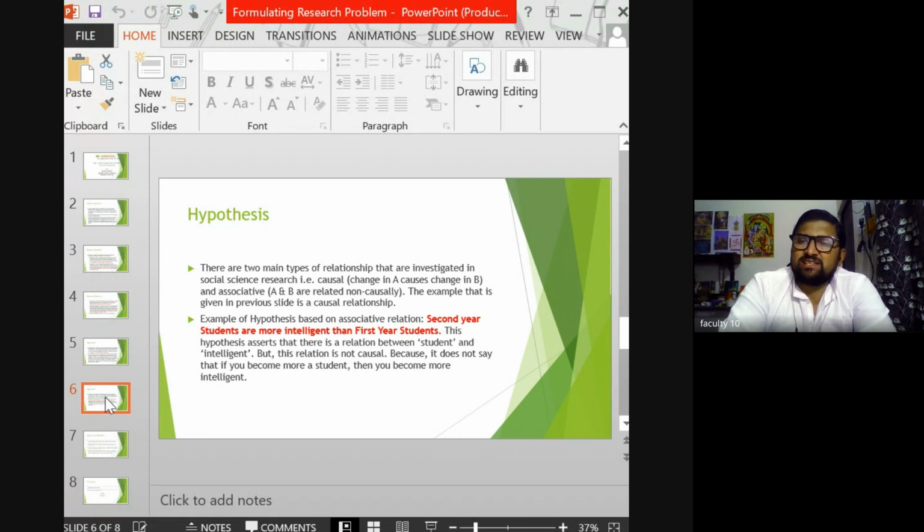So here, coming to class is the independent variable and intelligent is the dependent variable, right? So the example that is given in the previous slide is a causal relationship. And what is an associative relationship? Now, in an associative relationship, A and B are related but not causally. Now, as an example of a hypothesis based on associative relation, one can say that second year students are more intelligent than the first year students. From this statement, can you say what the relation is, and what are the variables here? Second year students are more intelligent than the first year students. What are the variables? Can anybody tell me?